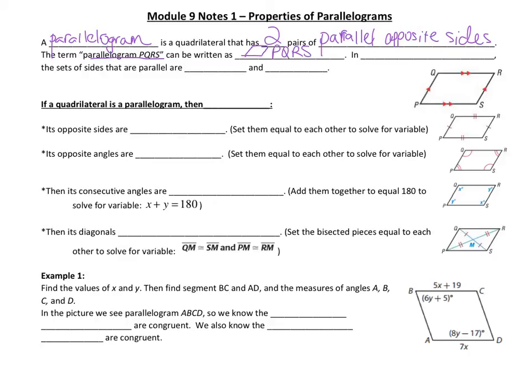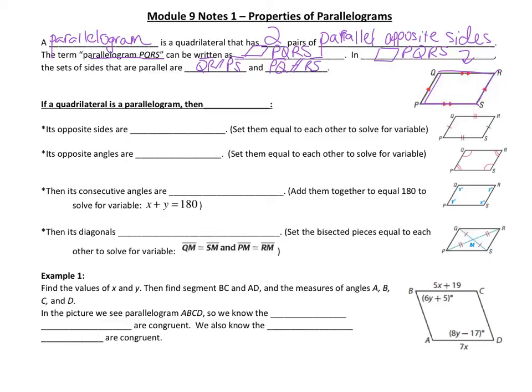And in this parallelogram off to the side, the 2 sets of sides that are parallel to each other would be RQ is parallel to PS, and then the other one would be PQ is parallel to RS.